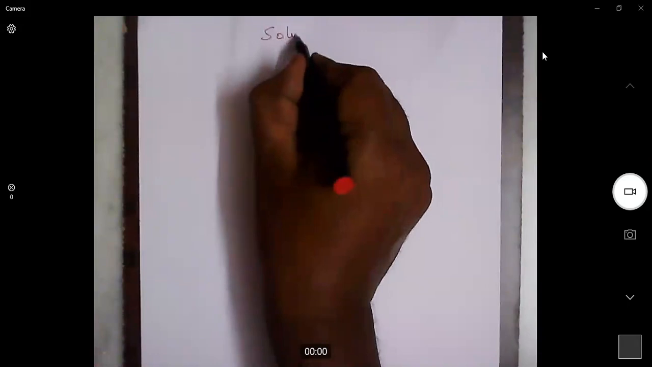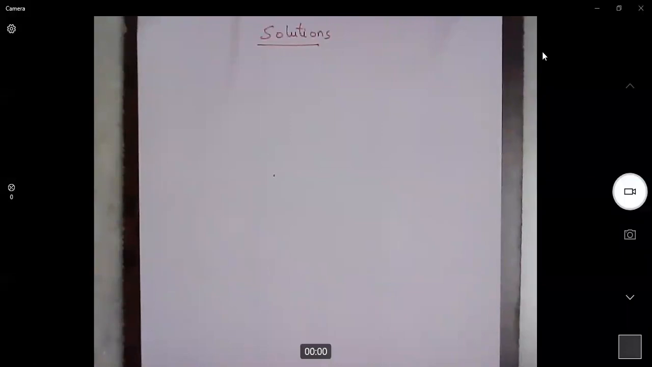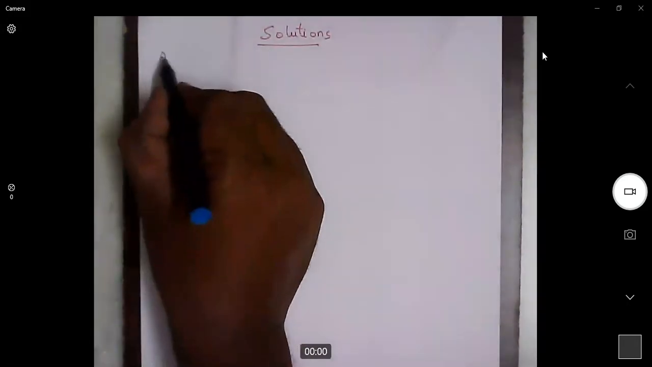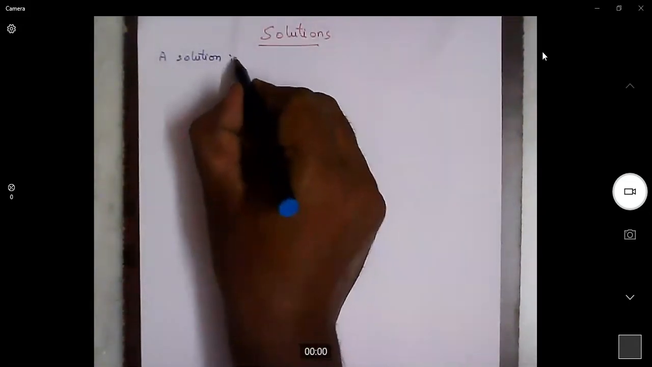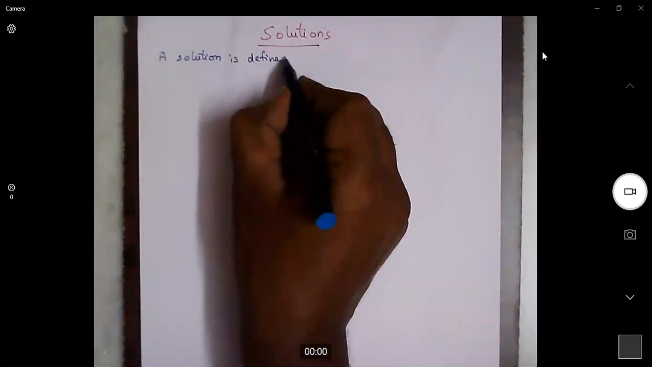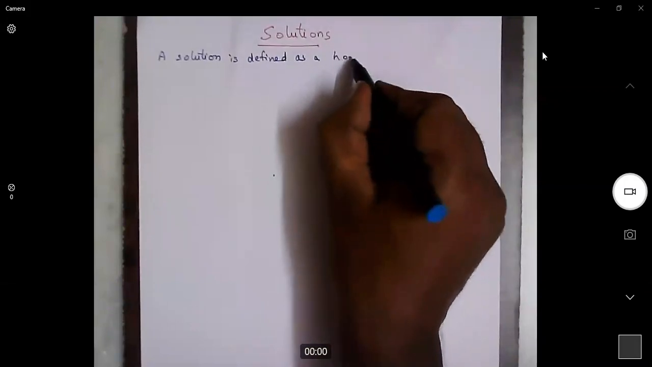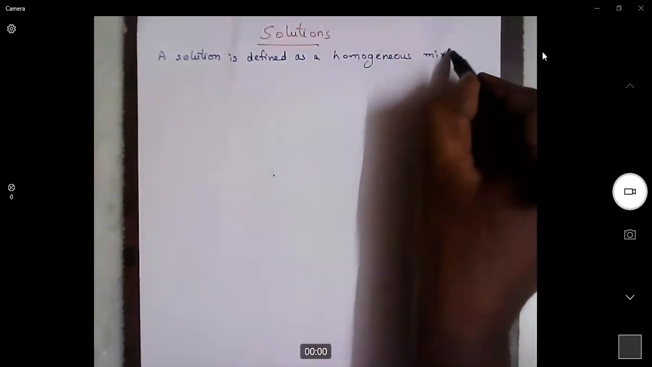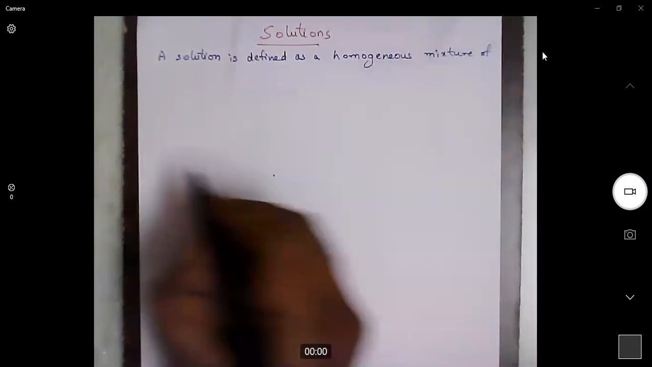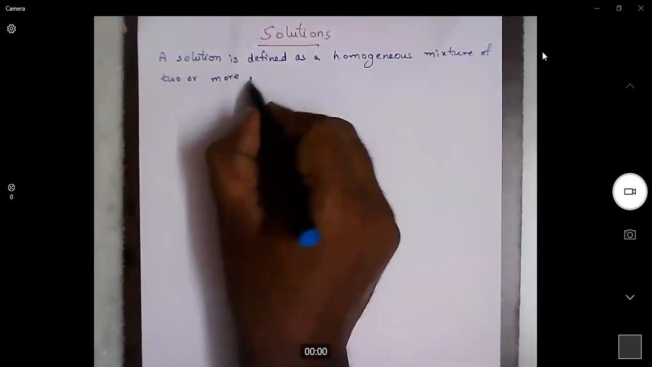Now we will discuss solutions. What are solutions? A solution is nothing but a mixture of two or more substances. A solution is defined as a homogeneous mixture of two or more substances.